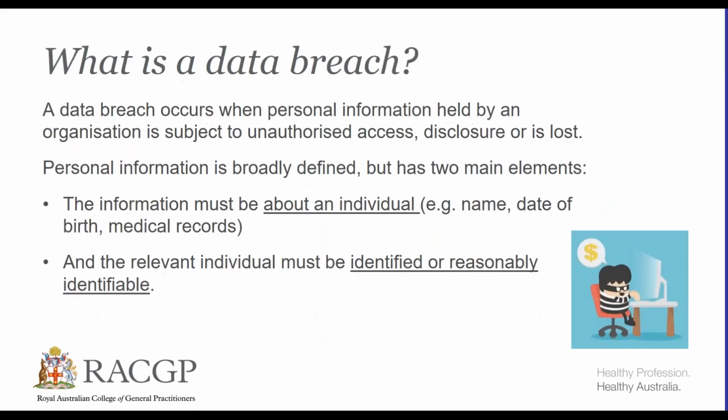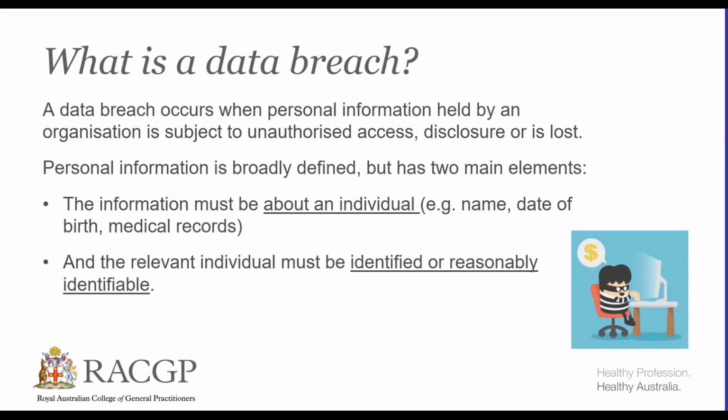So a data breach occurs when personal information held by an organisation enables an individual to be identified or to be reasonably identified. And this can be related to names or Medicare numbers or addresses or phone contacts. The information will be personal information. The information may not by itself, however, be obvious, but in combination with other information that's released, the relevant individual may be identified or reasonably identifiable.